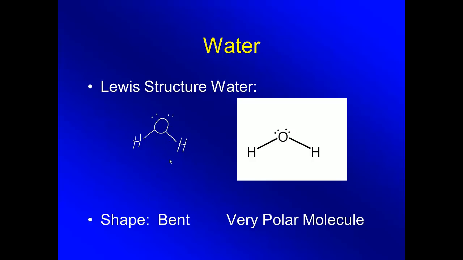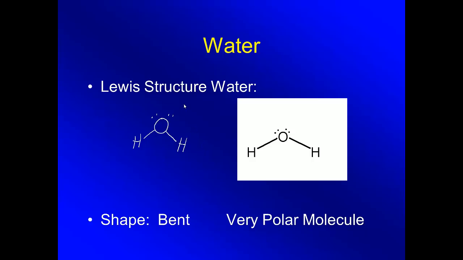Okay, remember water is a bent molecule because of these 2 lone pairs of electrons. The electron geometry is tetrahedral, but the molecular shape is bent because of those lone pairs. And don't forget, it's a very polar molecule.